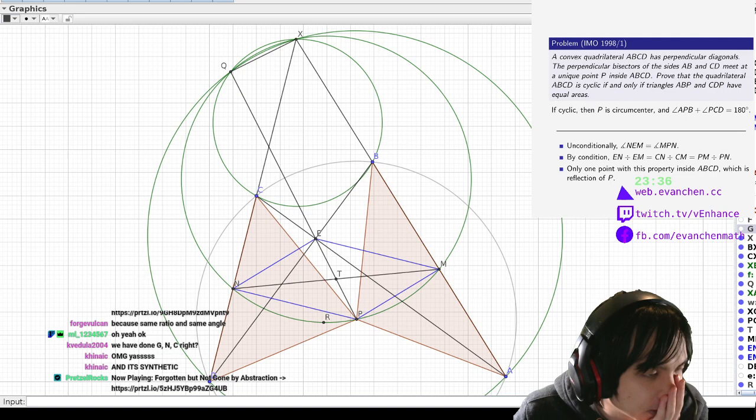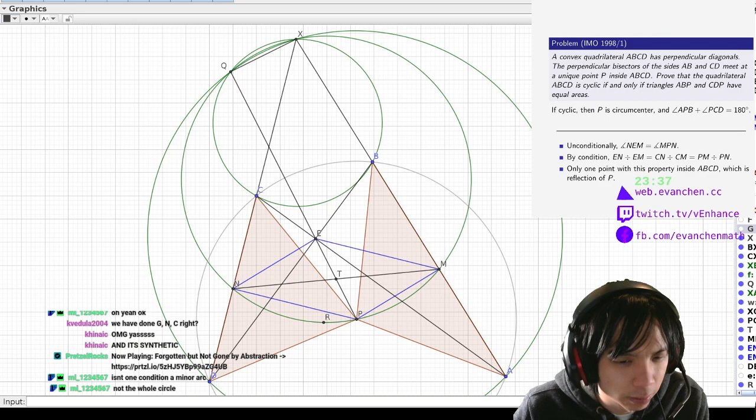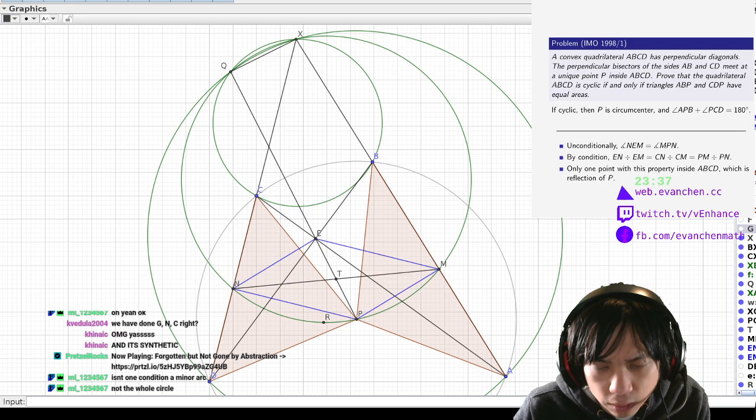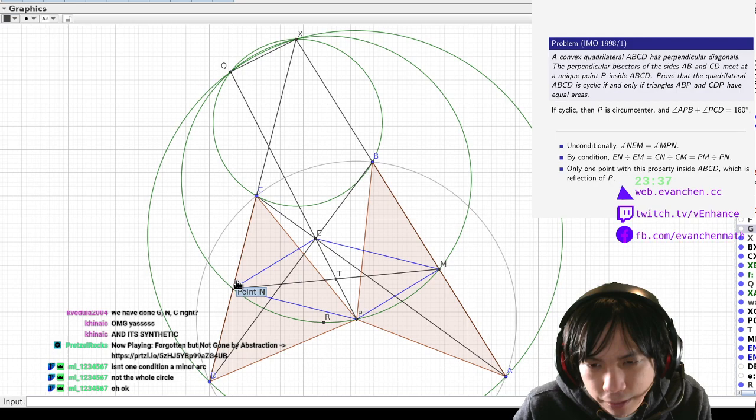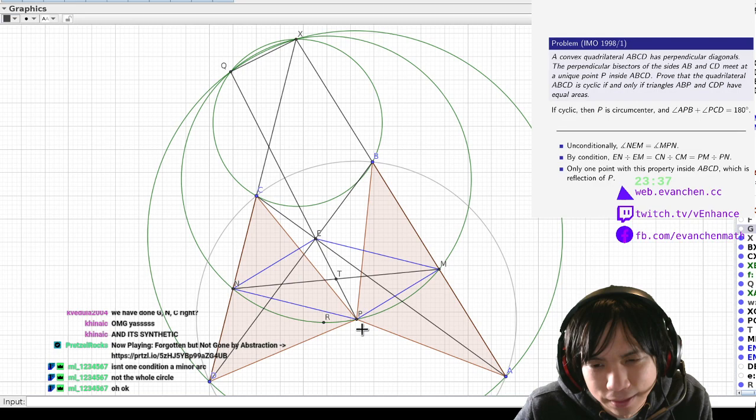Oh, Jesus. This is where I wave my hands. One condition is a minor arc? No, I mean, I directed everything, right? Which condition is a minor arc? I guess so, actually, yeah, okay, fine. Because E is required to lie inside... Fine. Yeah, you can say E is required to lie inside. No, it's not. No, it can be outside as well. It doesn't have to be inside X and M. Does it? Oh, jeez, Lord.